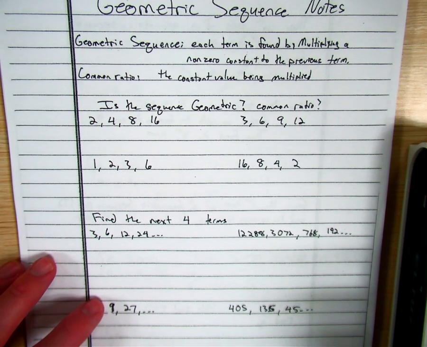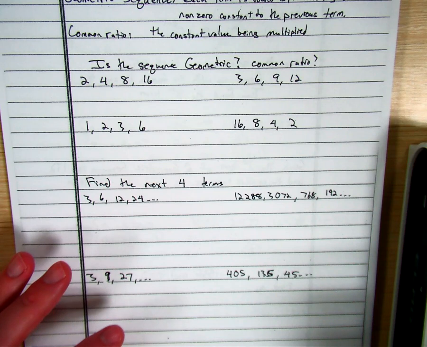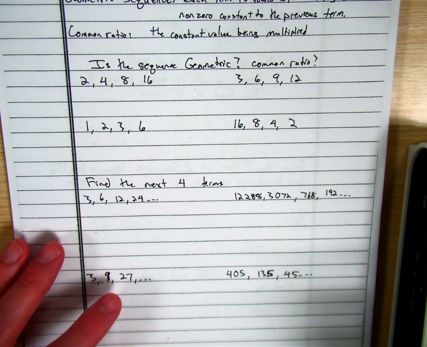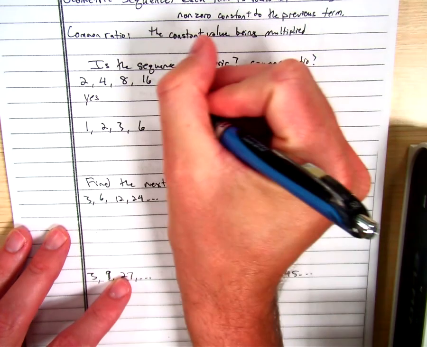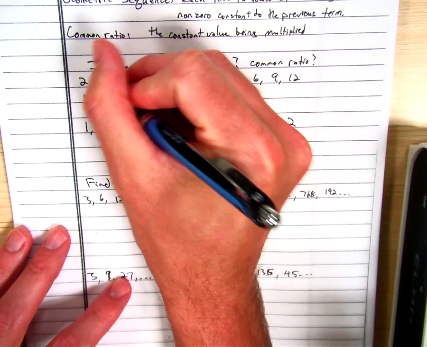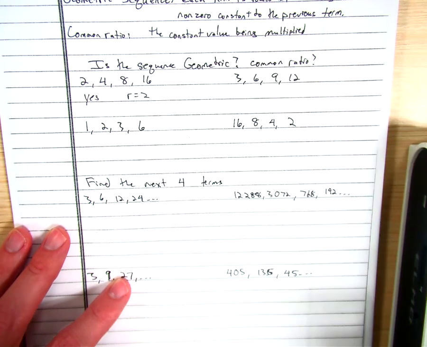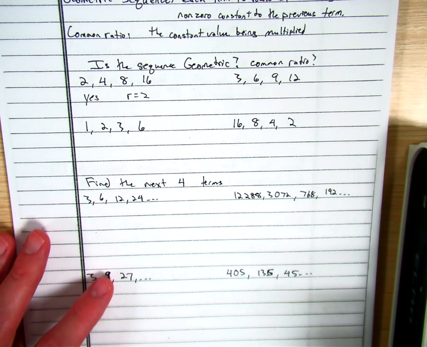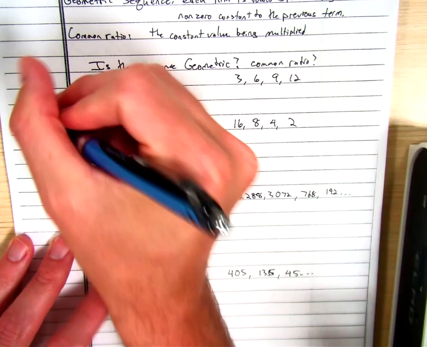Is the sequence geometric? And if it is, what's the common ratio? So 2, 4, 8, 16. Is that a multiplying pattern? Yes, we're multiplying by 2's. Multiplying by 2. And it's called the common ratio because we start at the end and go backwards.